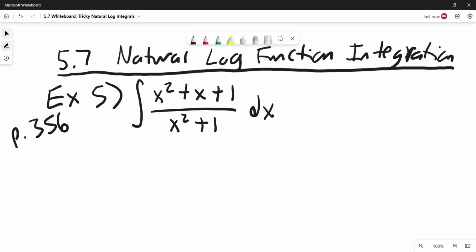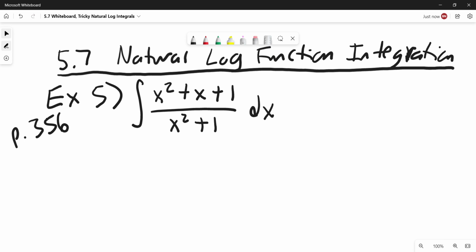Based on context clues, we know we're in section 5.7, so there's going to be some kind of natural log that comes up somehow. But how could that even work? How would I choose what my u is? Based on what we know about this being in the natural log section, it's probably going to be chosen based on the denominator. It's not always true.